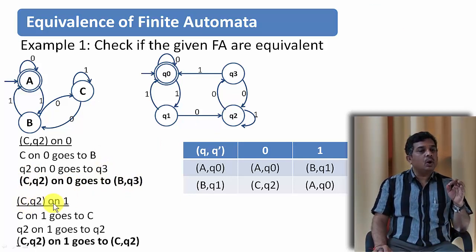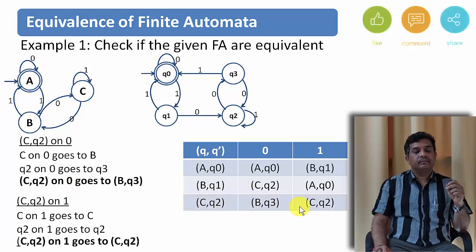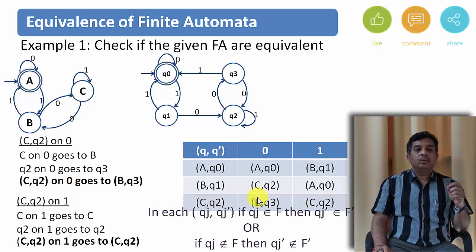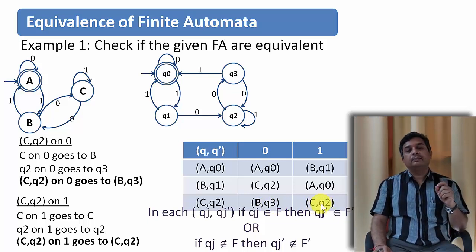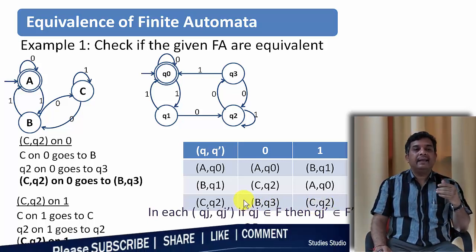Similarly, CQ2 on 1. C on 1 goes to C. Q2 on 1 goes to Q2. So we can say CQ2 on 1 goes to CQ2. So we'll write the table. Again we'll check both of them are supposed to be in the final state or non-final state. B and Q3 are non-final states. C and Q2, both of them are non-final states. So we'll keep on doing.